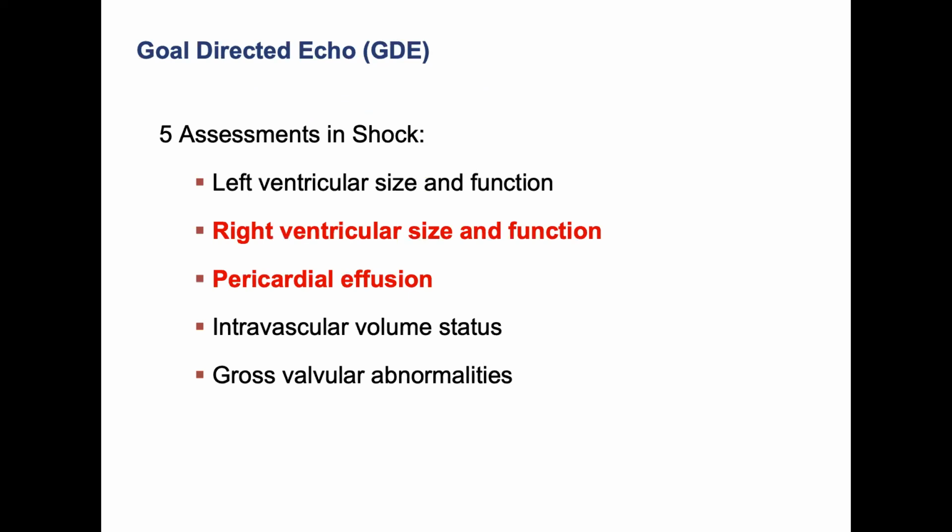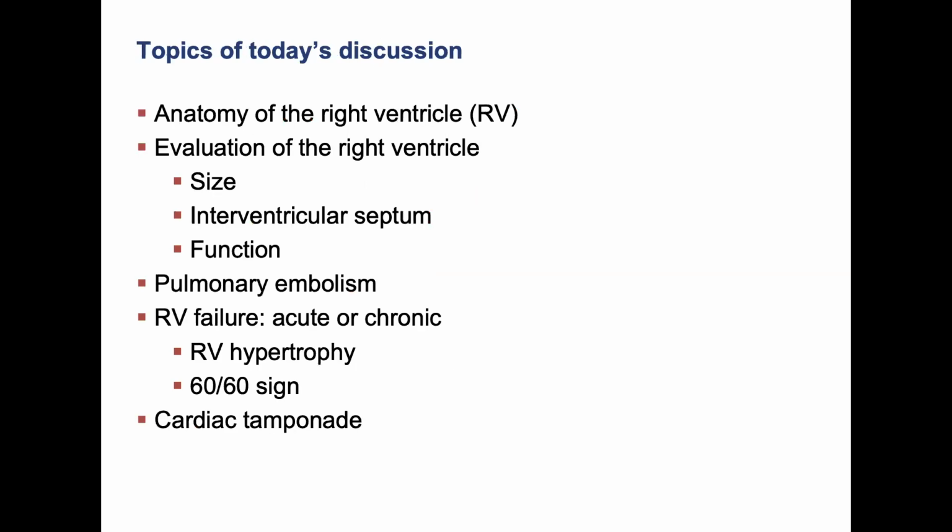So, as you know, all of our ultrasound lectures have been arranged as goal directed echo. When I'm coming to the bedside and my patient's hypotensive, what are the five assessments in my goal directed echo? Left ventricular size and function, right ventricular size and function, pericardial fluid effusion, intravascular volume status, and gross valvular abnormalities. Today, we're going to talk about right ventricular size and function and pericardial effusion.